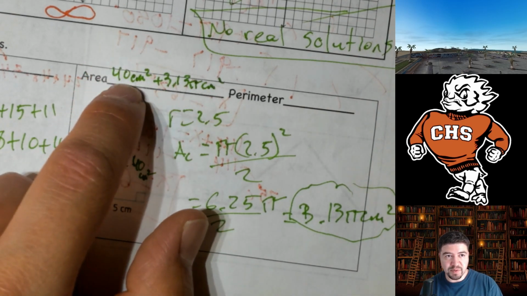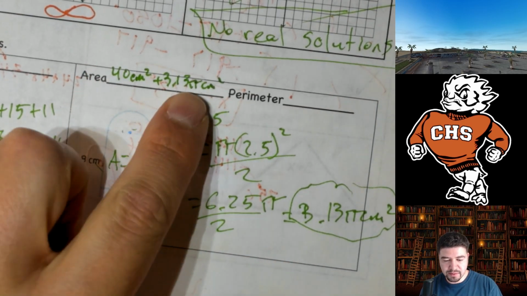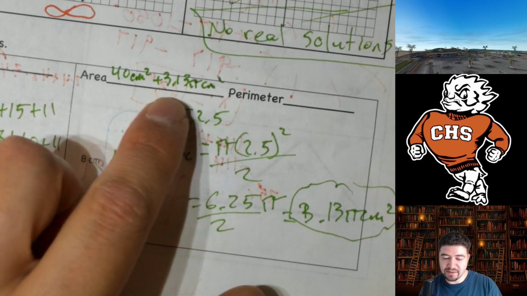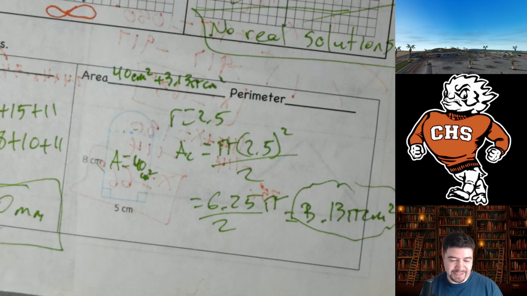So 40 centimeters squared plus 3.13 pi centimeters squared. The pi, even though it's a constant, means that we can't add it to the 40 here. So we'll leave it as is.